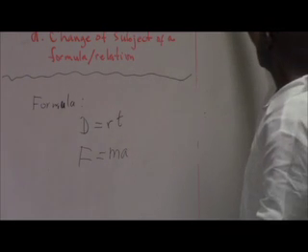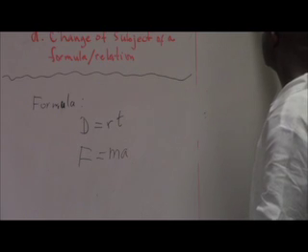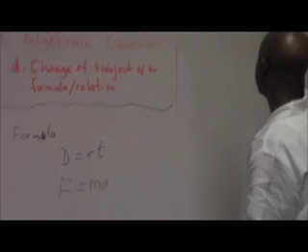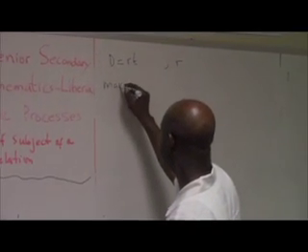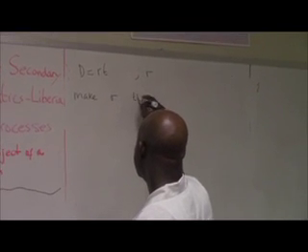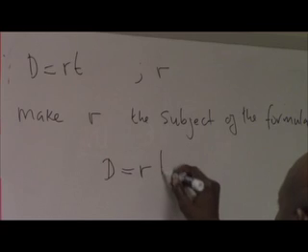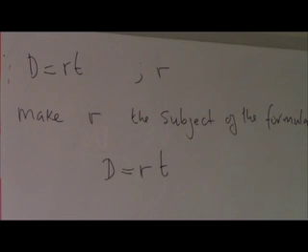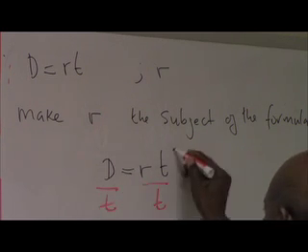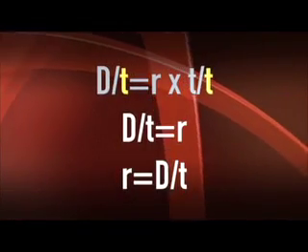So that means in this problem, D equals RT. Since we're interested in knowing the rate, we need to make R the subject of the formula. D equals RT. So basically, we need to solve for R. We need to isolate the R. So how do we do it in this case? To get the R by itself, we're going to divide by T. So R is equal to D over T.